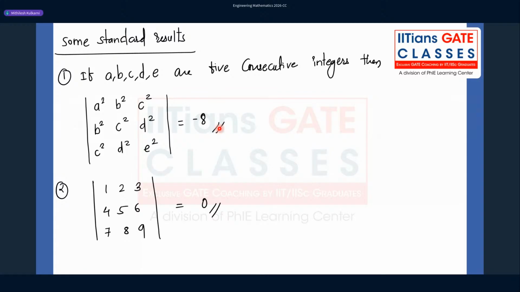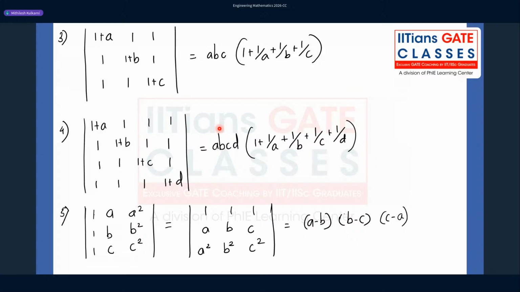Let me go to the next slide. So these are other standard results. If you have to calculate the determinant with 1 plus a, 1 plus b, 1 plus c along the principal diagonal, and the rest of the elements are 1, that is 1 plus a, 1, 1; 1, 1 plus b, 1; 1, 1, 1 plus c, then it is abc times (1 plus 1 upon a plus 1 upon b plus 1 upon c).